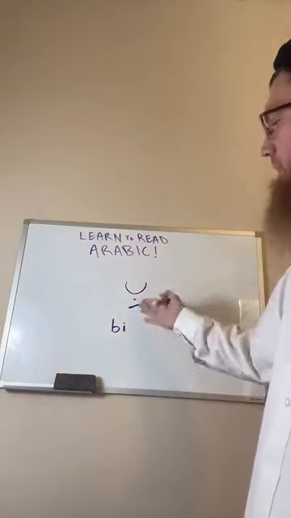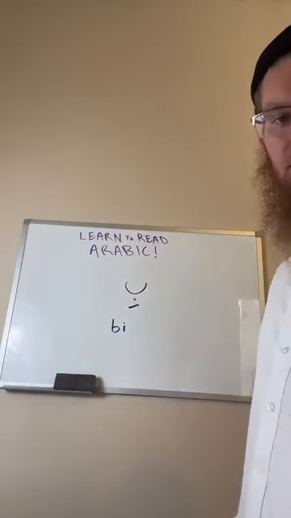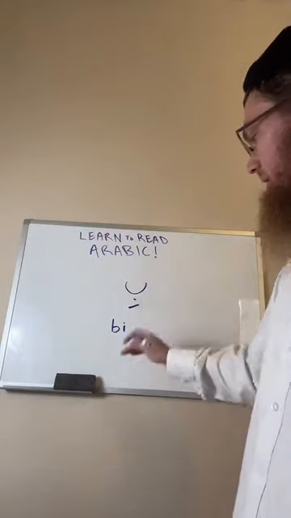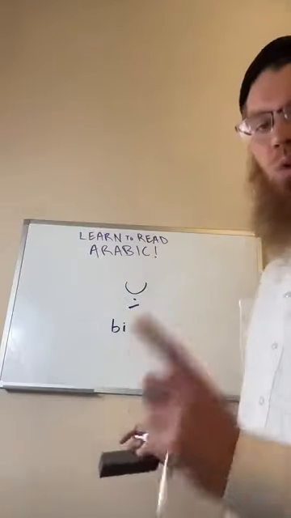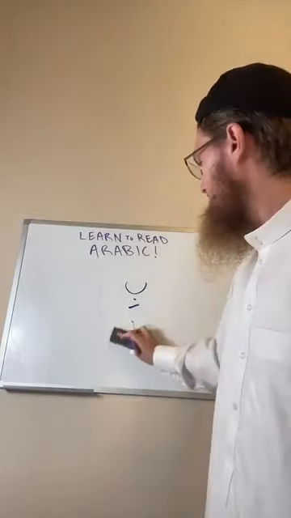So how would you read this? Bi. Excellent. Very good. So, Bi. All right? And then there's just one more vowel sound to learn.